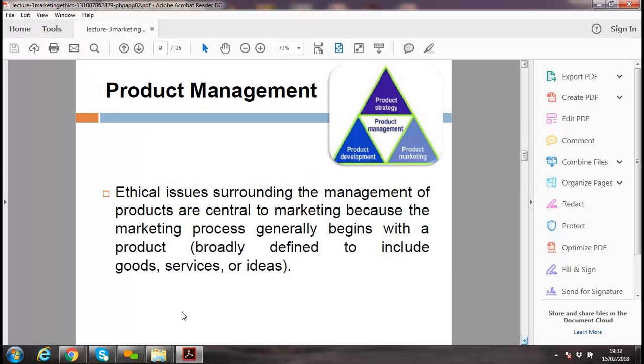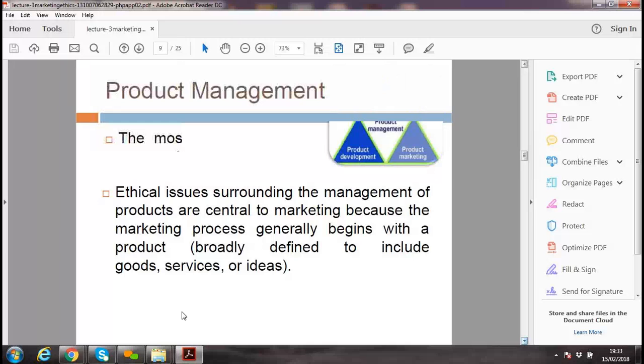Product management: ethical issues surrounding the management of the product are central to marketing, because the marketing process generally begins with products, broadly defined as goods, services or ideas. A product could be tangible or intangible, like a service. Some service companies have a product, as they are offering services. They're selling services. Any question, Umar? No, sir.